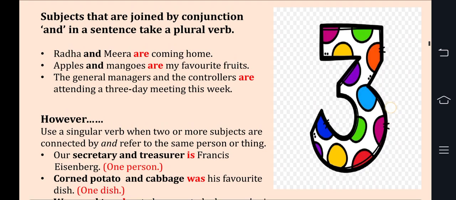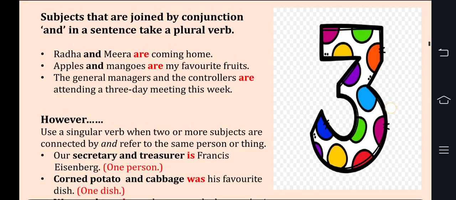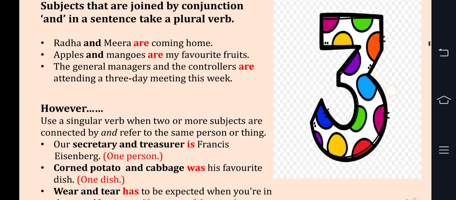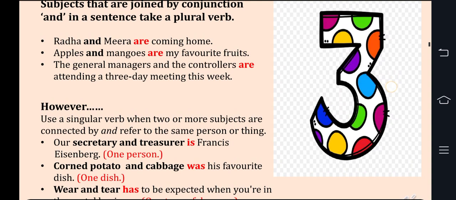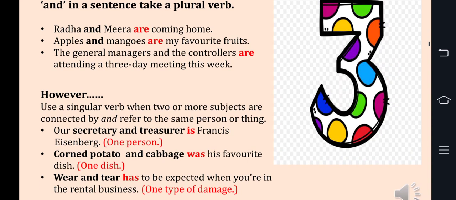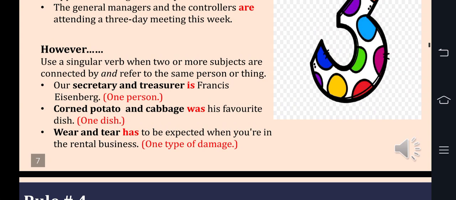However, use a singular verb when two or more subjects are connected by and refer to the same person or thing. Our secretary and treasurer is Francis Einsteinberg. Here it refers to one person, so we are using the verb is. Corned potato and cabbage was his favorite dish. So this is one dish. So we are using the verb was, singular verb.